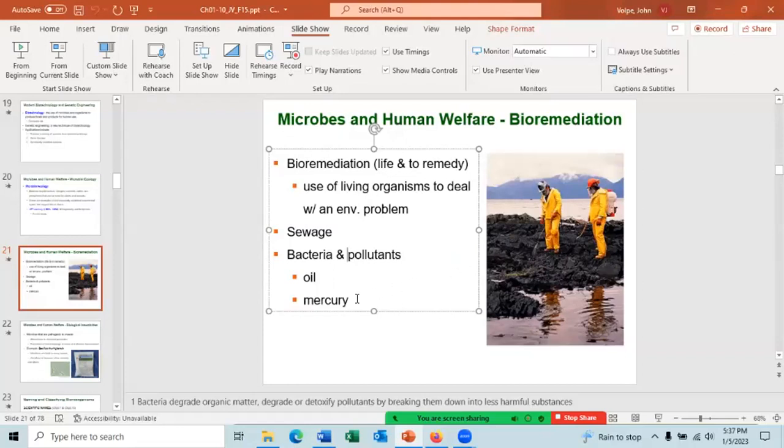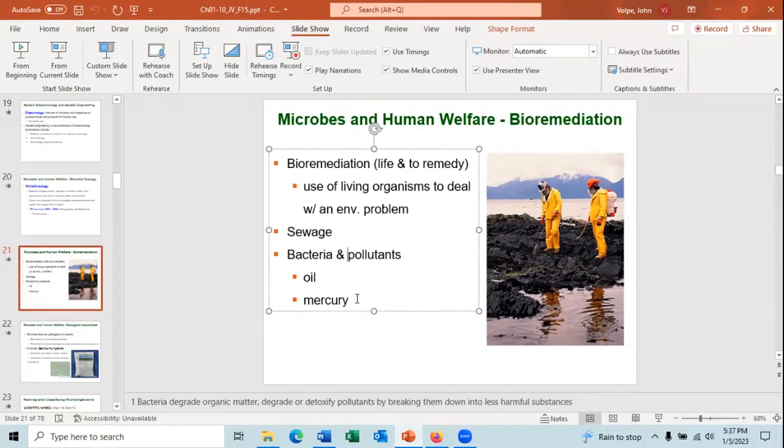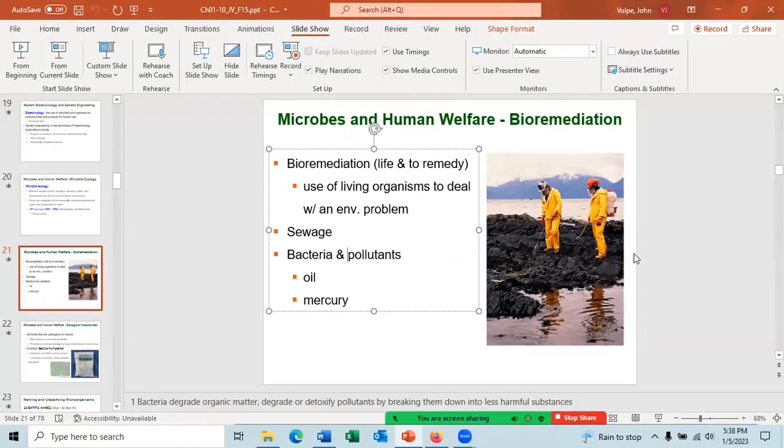Another example would be mercury. Microbes can't get rid of mercury, but they can convert it to a less toxic form. So you can use microbes to degrade or detoxify pollutants, turning them into less harmful substances. Like this oil would be broken down into carbon dioxide and water. Any question about any of that?